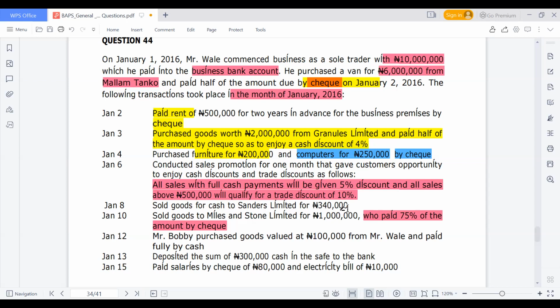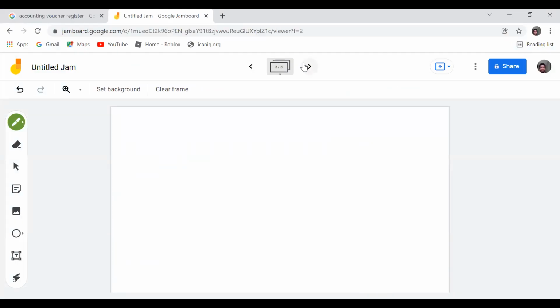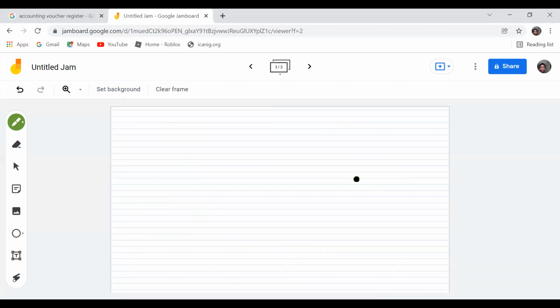This particular transaction now, does it qualify for trade discount? It does not qualify for trade discount. It only qualifies for cash discount. Trade discount is above 500,000. All right. So we need to calculate the cash discount. Let's be using this as our work file. That's on January 8th. All right.